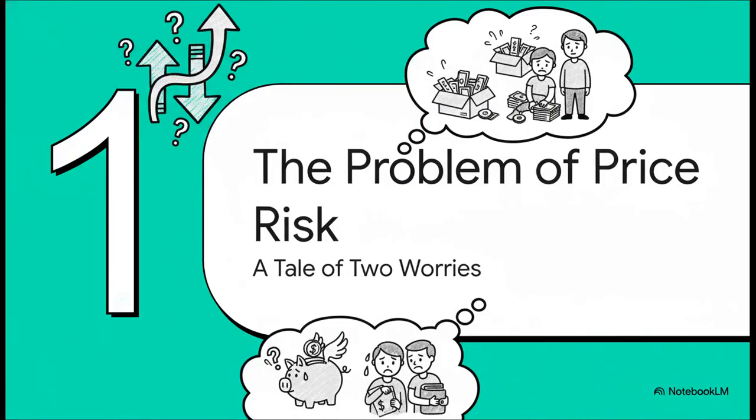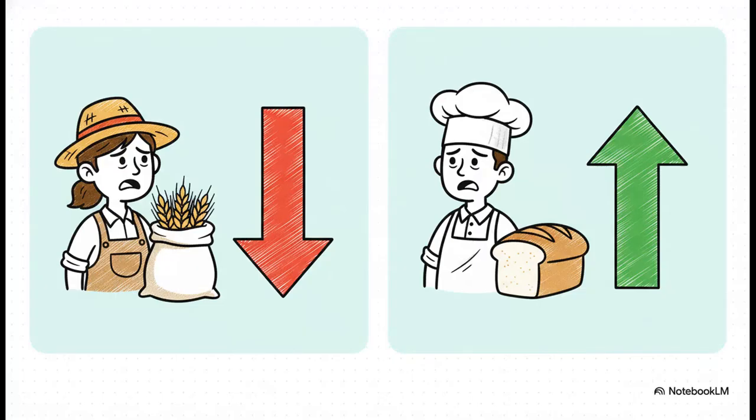You see, this all boils down to one fundamental problem. Nobody knows the future. And that uncertainty about future prices, it creates two very different but equally stressful worries for buyers and for sellers. So on one side, you've got a farmer. She's out there growing wheat, and all she can think is, what if the price crashes right when I'm ready to sell? My whole year's profit could just disappear.